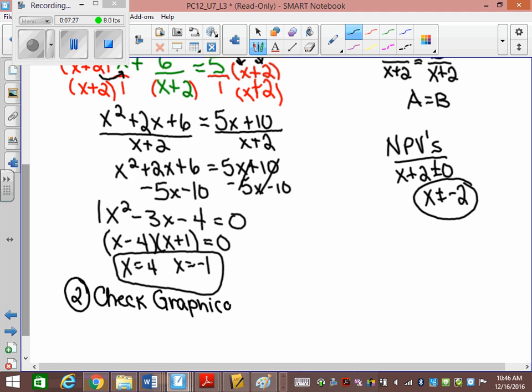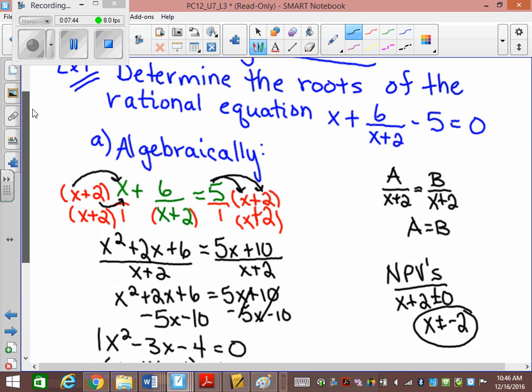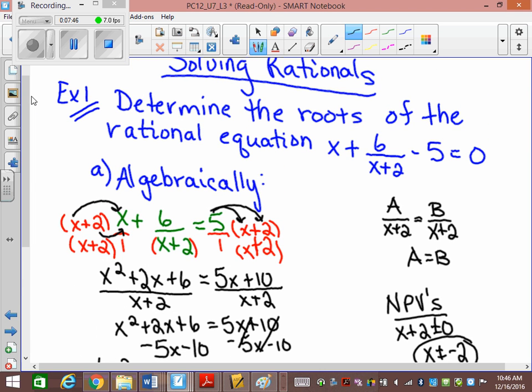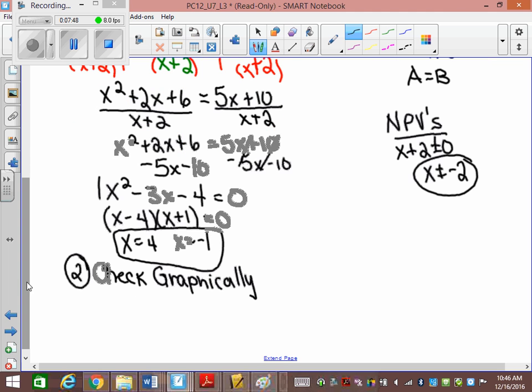Now the reason why I can check this graphically is the entire equation only contains the variable x. If I had another variable in it like m or a and an x, then I couldn't do it, right? But because it has only an x, then I can punch it in. So I just type my original in. So x plus 6 over x plus 2 minus 5 equals 0.